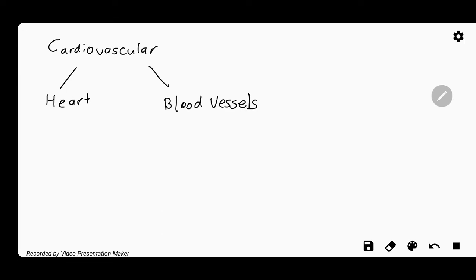Now, the vessels that carry blood away from the heart are known as the arteries, while the vessels that carry blood from various parts of the body back to the heart are known as the veins. Okay, and the heart is actually enclosed in the pericardium, situated in the thoracic cavity in the mediastinum, between the lungs. So, what is the mediastinum?